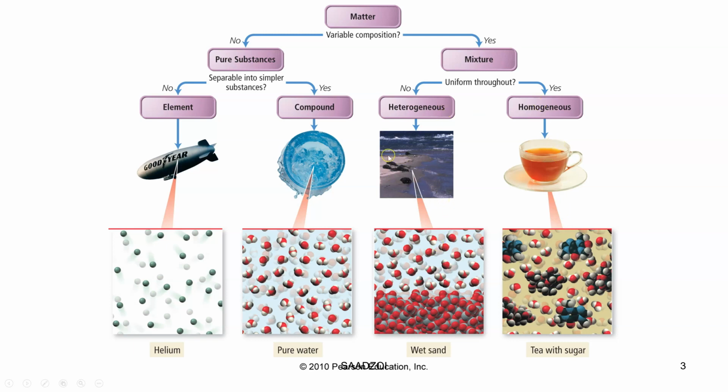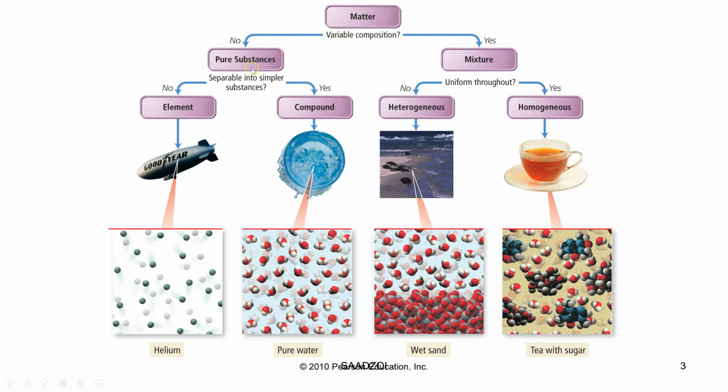Heterogeneous, on the other hand, you could see different parts. You could see rock, you see sand, you can see water. There's multiple things in it. That's what heterogeneous means. There are multiple things you can tell by looking with your eyes. At the molecular level, once again, wet sand, you can see there's water molecules and sand molecules. There's differences.